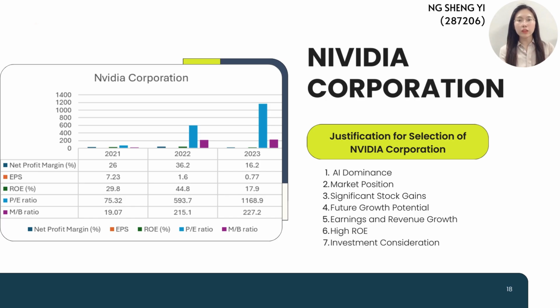Lastly, Nvidia's profitability peaked in 2022 but declined in 2023, with high PE and market-to-book value ratios reflecting strong investor confidence. Despite the EPS decline, the company's valuation remains strong due to anticipated technology breakthroughs.